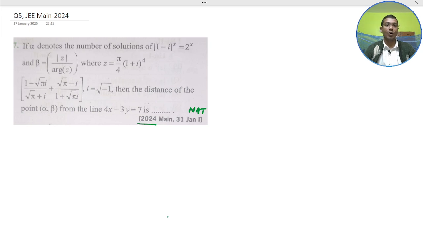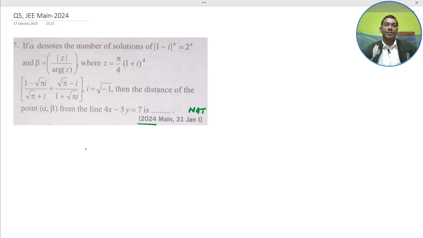into (1 plus i) to the power alpha, times (1 plus i) to the power 4, into (1 minus root pi i by root pi plus 1), (root pi plus i plus root pi minus i) divided by (1 plus root pi i). Then the distance of the point (alpha, beta) from this line is what?